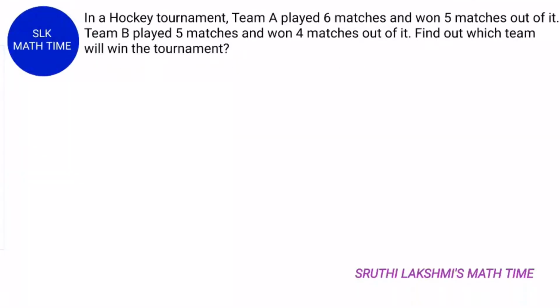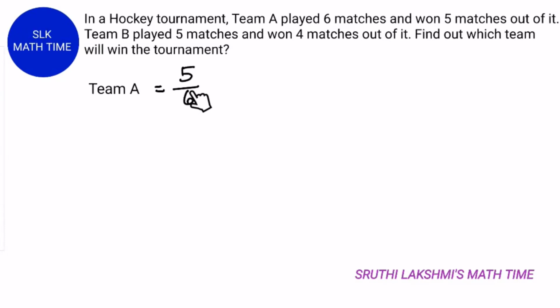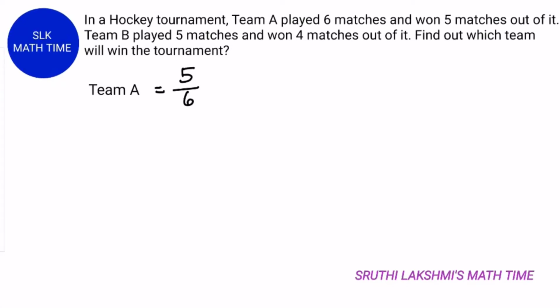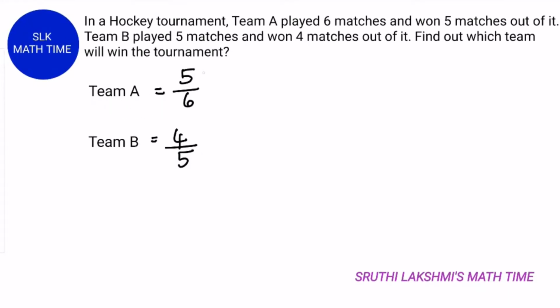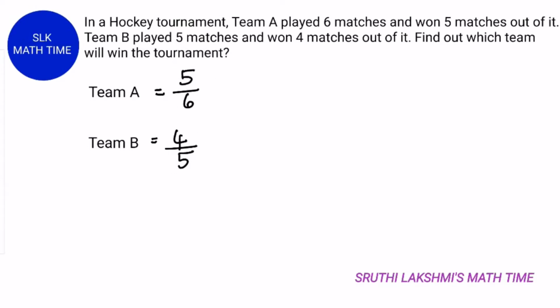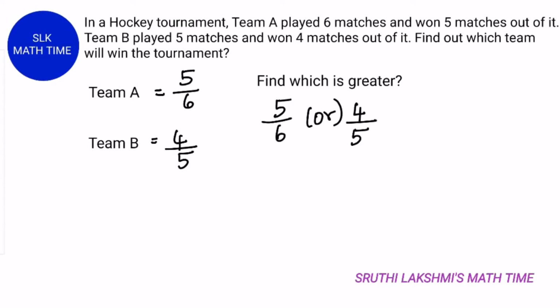In a hockey tournament, Team A played 6 matches and won 5 matches out of it. Team B played 5 matches and won 4 matches out of it. So, Team A's record can be written as 5 by 6 and Team B's as 4 by 5. So we have to find out which team will win the tournament.